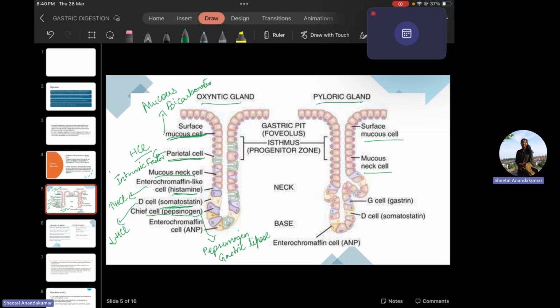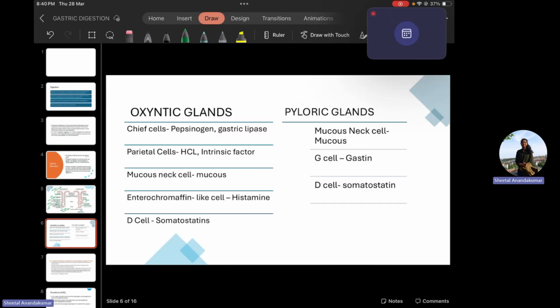And then we have the pyloric glands. The pyloric glands again have surface mucus cells and mucous neck cells. G cells produce gastrin, which again stimulates HCl production. And there are also D cells for somatostatin. So this is just all I said before.